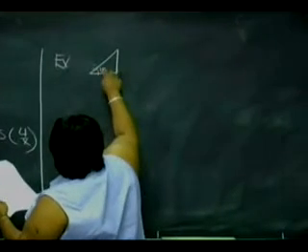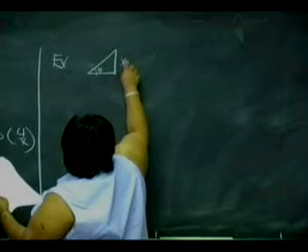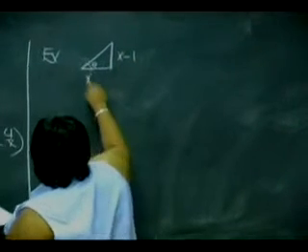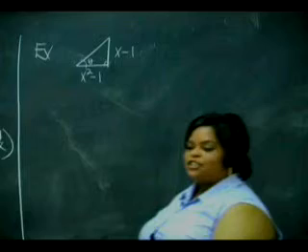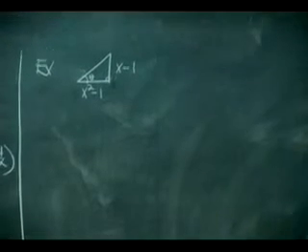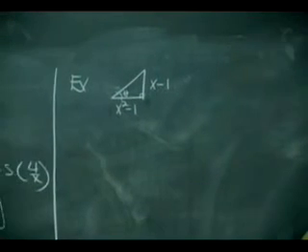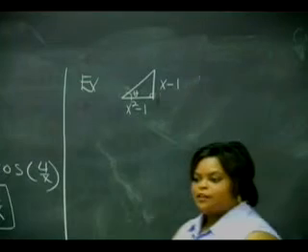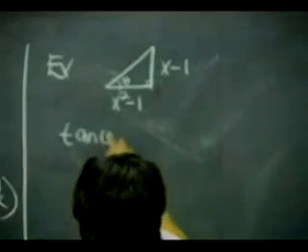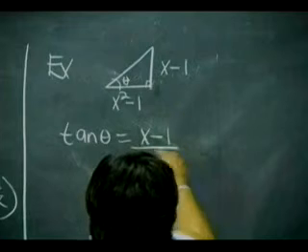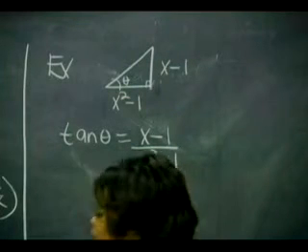This is theta. This side is x minus 1. This side is x squared minus 1. So I'm going to let you tell me what to use. What are we given? So what do you think we're going to use? Tangent. Tangent theta is opposite over adjacent.